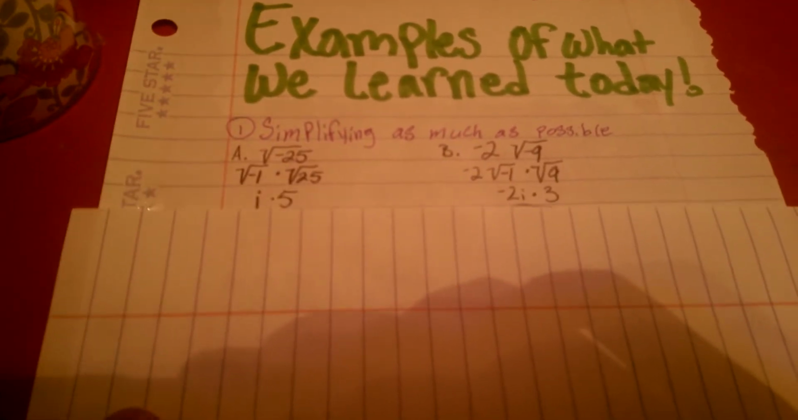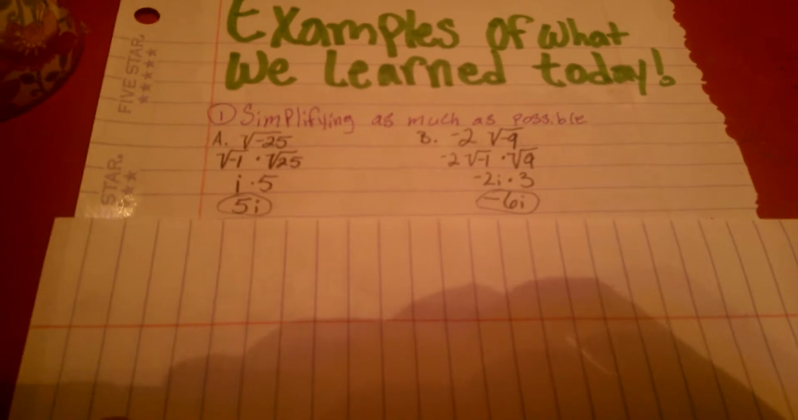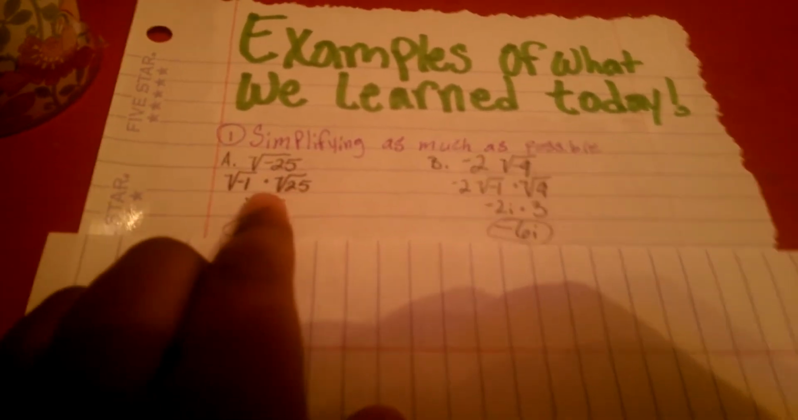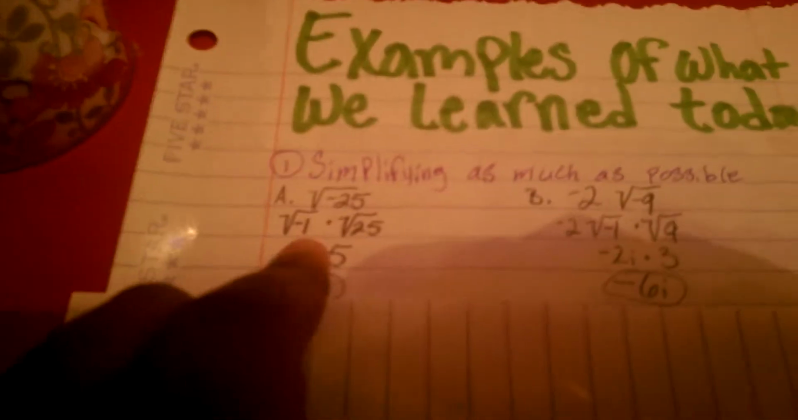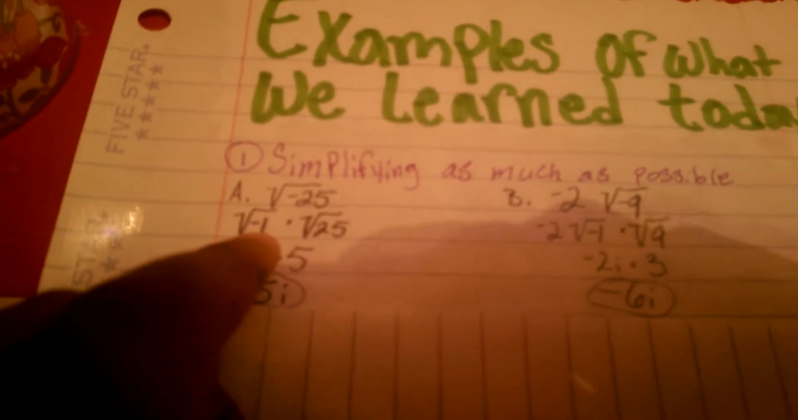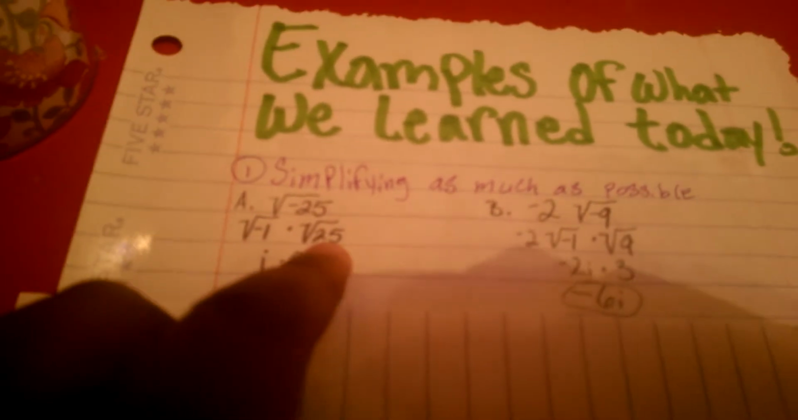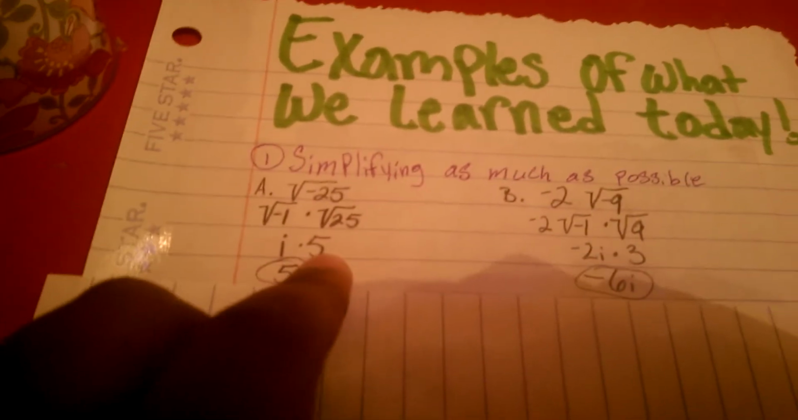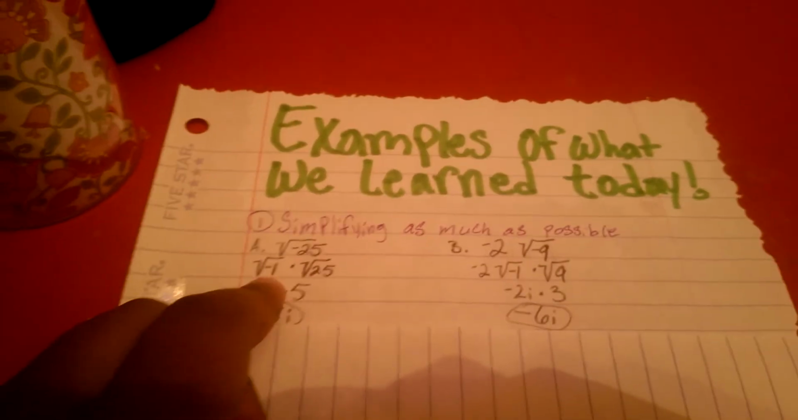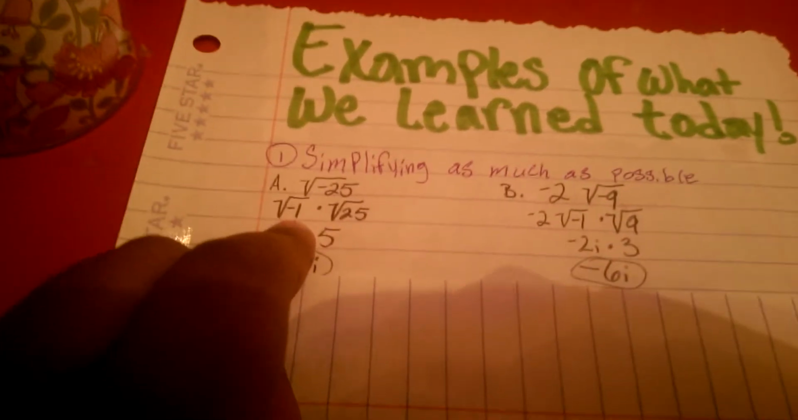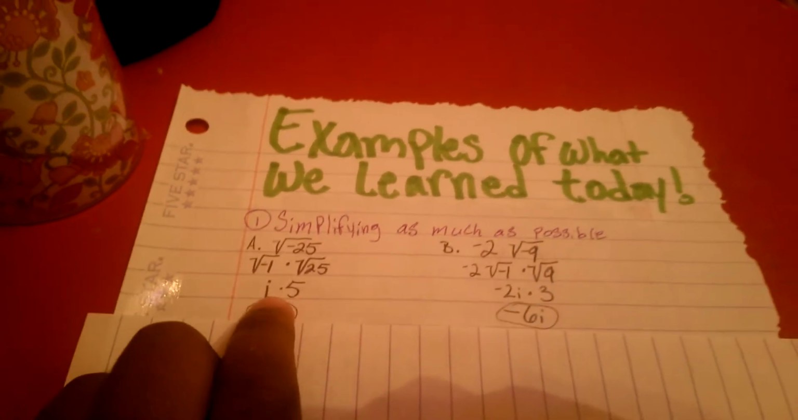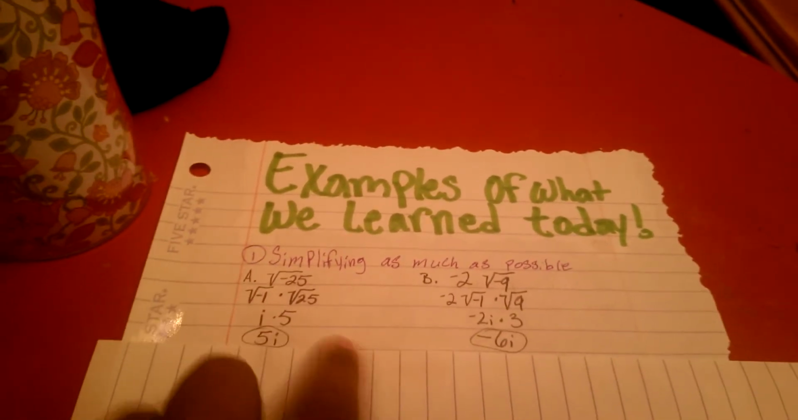For this one, you would have to branch this out, and this would be the square root of -1 times the square root of 25, and we all know that equals 5. So then you would get 5i. When you multiply I times 5, you get 5i.